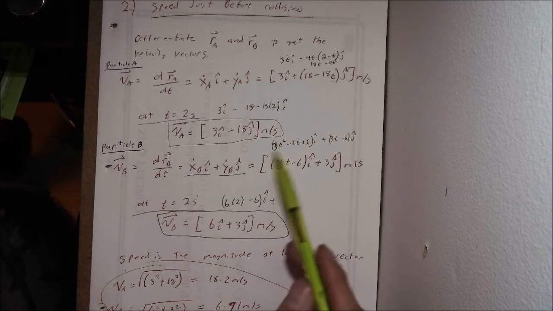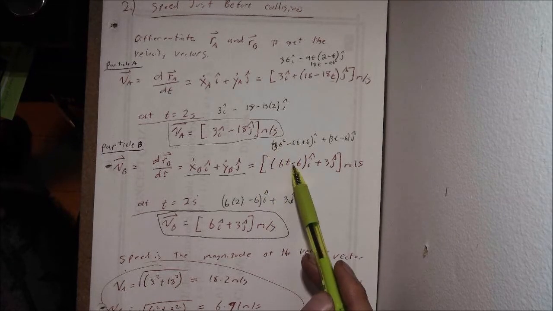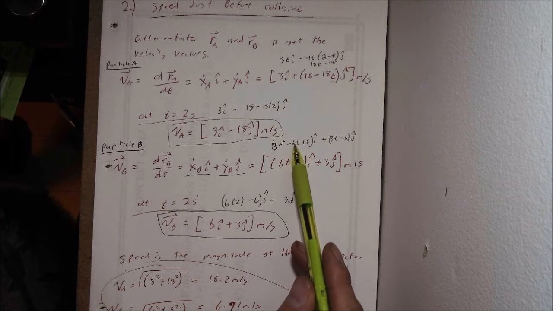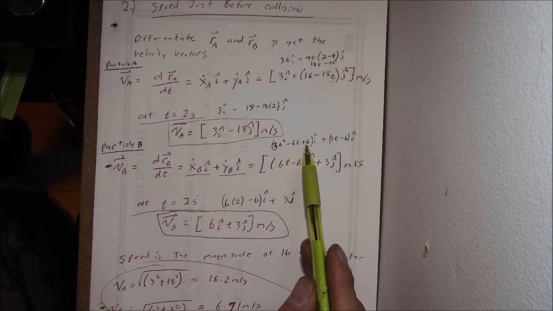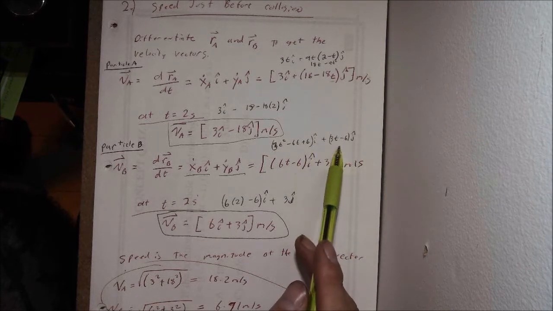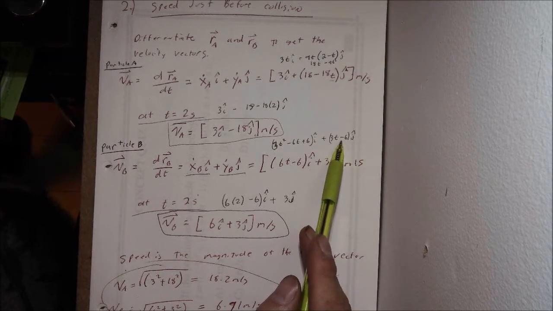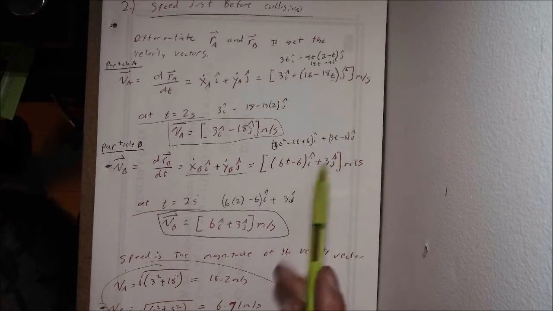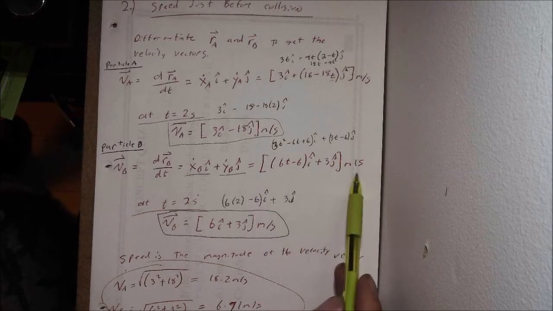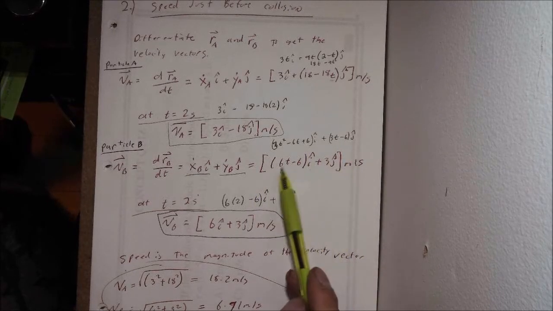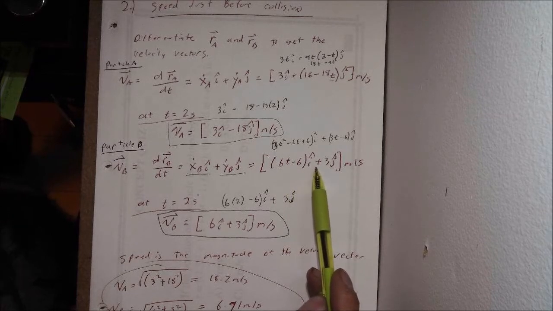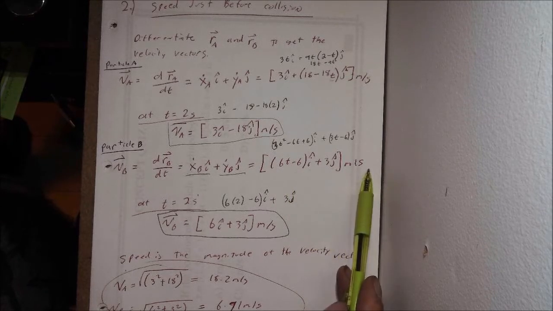The first time derivative of 3t squared simply becomes 6t. The first time derivative of negative 6t becomes negative 6. The derivative of a constant is 0. Over here, the derivative of 3t is just 3, and the derivative of negative 6 is still 0, since that's a constant. So now we have our velocity vector for particle B given by 6t minus 6 in the i hat plus 3 in the j hat, in units of meters per second.